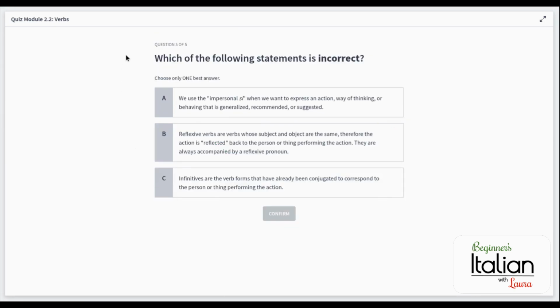And number 5, which of the following statements is incorrect? Choose only one best answer. A, we use the impersonal si when we want to express an action, way of thinking, or behaving that is generalized, recommended, or suggested. B, reflexive verbs are verbs whose subject and object are the same. Therefore, the action is reflected back to the person or thing performing the action. They're always accompanied by a reflexive pronoun. Or C, infinitives are the verb forms that have already been conjugated to correspond to the person or thing performing the action.